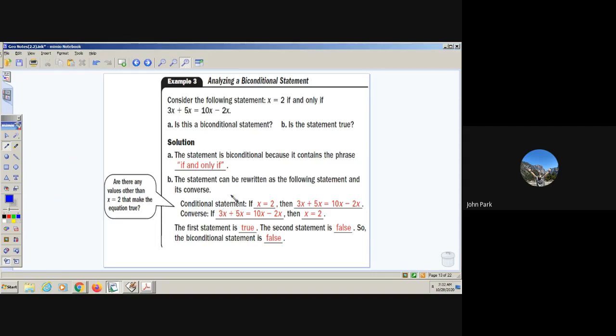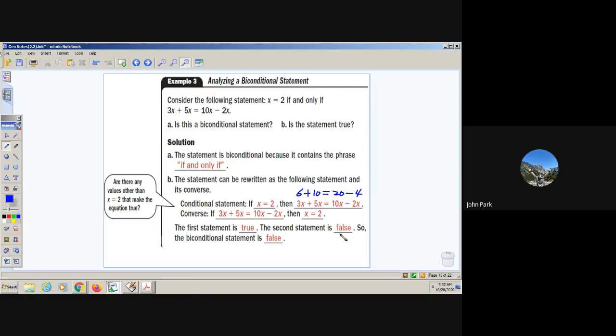So the conditional statement would be: if x equals 2, then 3x plus 5x equals 10x minus 2x. So that would be the original conditional statement. Now, if I do the converse, which means I switch the hypothesis and the conclusion, just switch these two, which is what I did here, right? So if x equals 2, then you plug in 2 here. So 3 times 2 is 6, and 5 times 2 is 10, and then 10 times 2 is 20, and 2 times 2 is 4. So that's 16, and that's 16. So the original statement is true, right? The first statement, the original statement, is true.